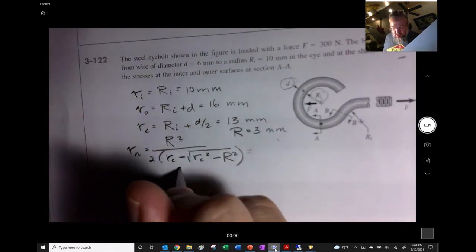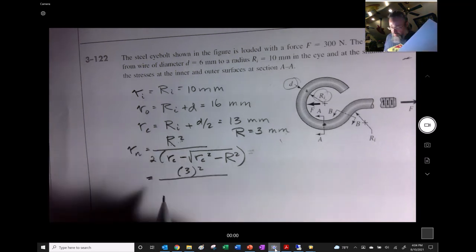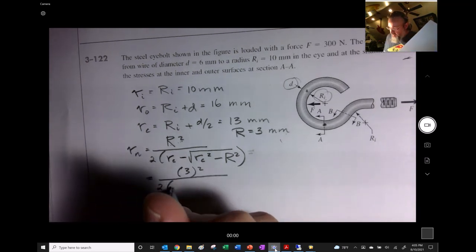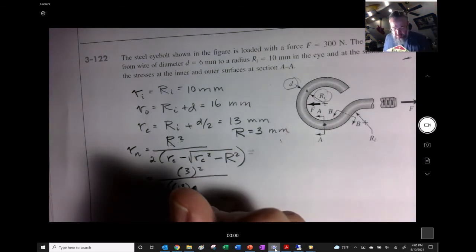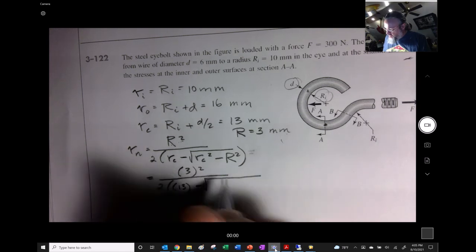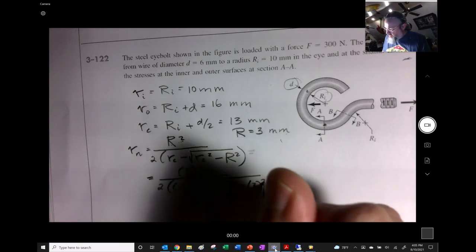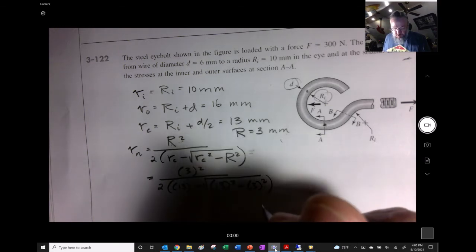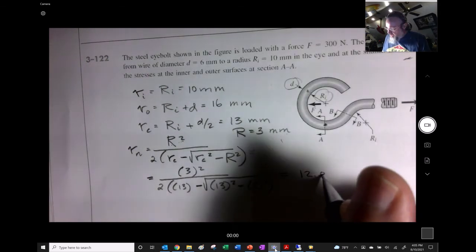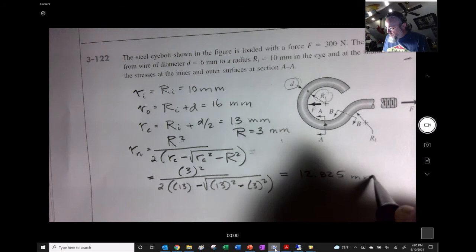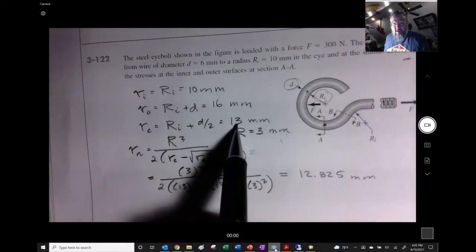And so because everything's in millimeters, let's just leave it in millimeters. Later on, maybe we'll turn it into meters. So that's just 13. Put that down. 13 minus the square root of 13 squared minus 3 squared. And I think that's everything there. I think so. And we get 12.825 millimeters is Rn. Notice that Rc is 13.